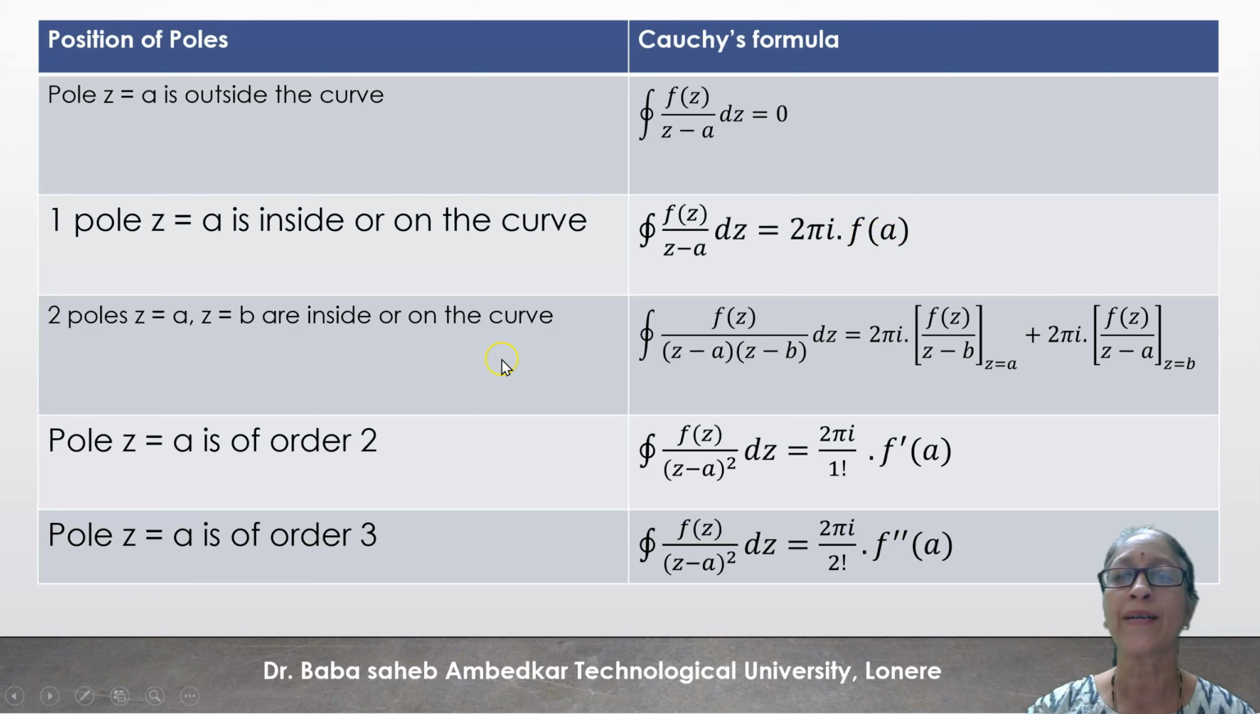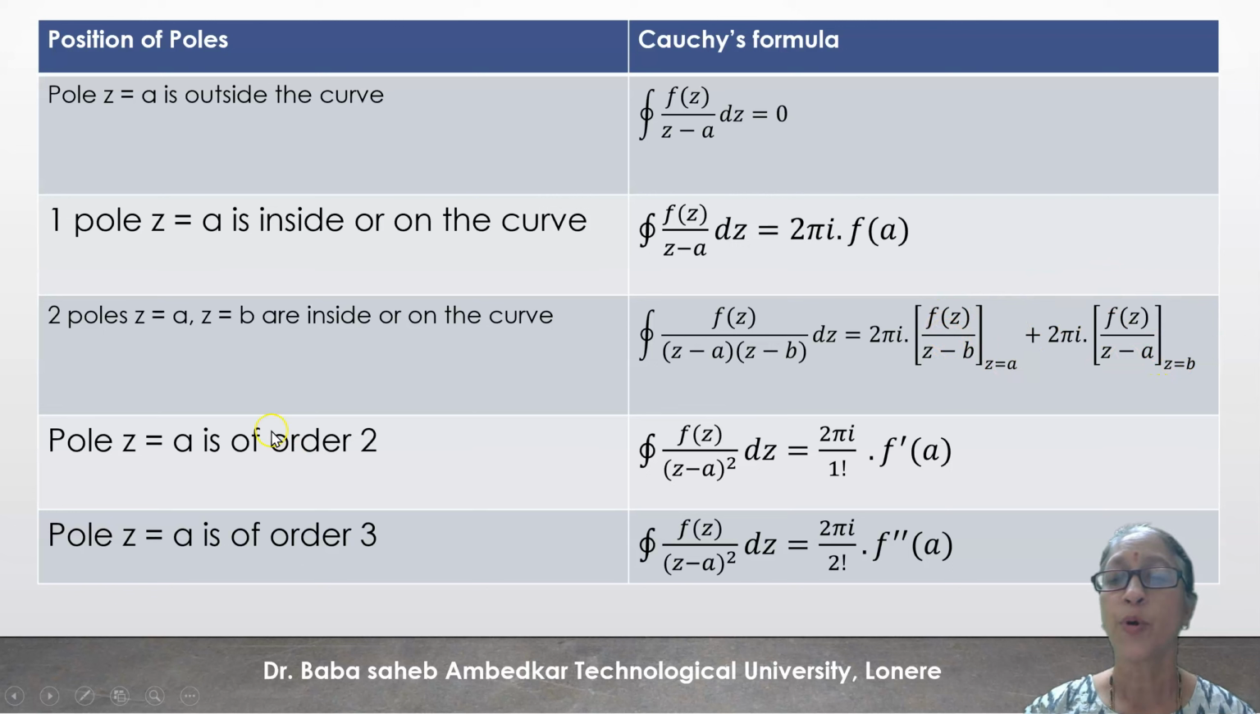But if there are two singular points or two poles, z equal to a and z equal to b, and they lie inside or on the curve, then we use this formula. This is also Cauchy's integral formula. Here we have to evaluate the integral at z equal to a and at z equal to b, then we have to add both.